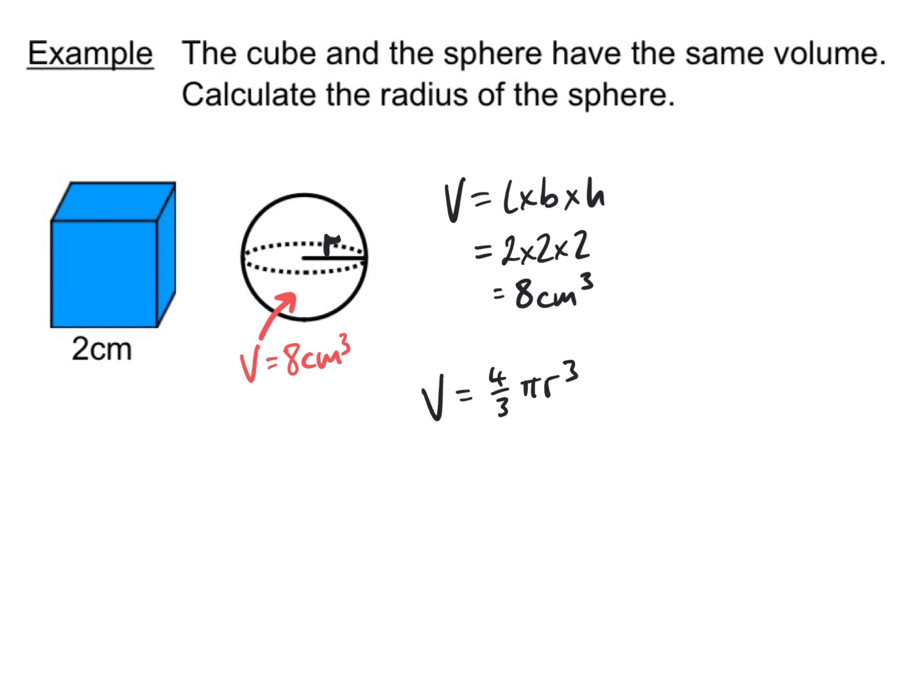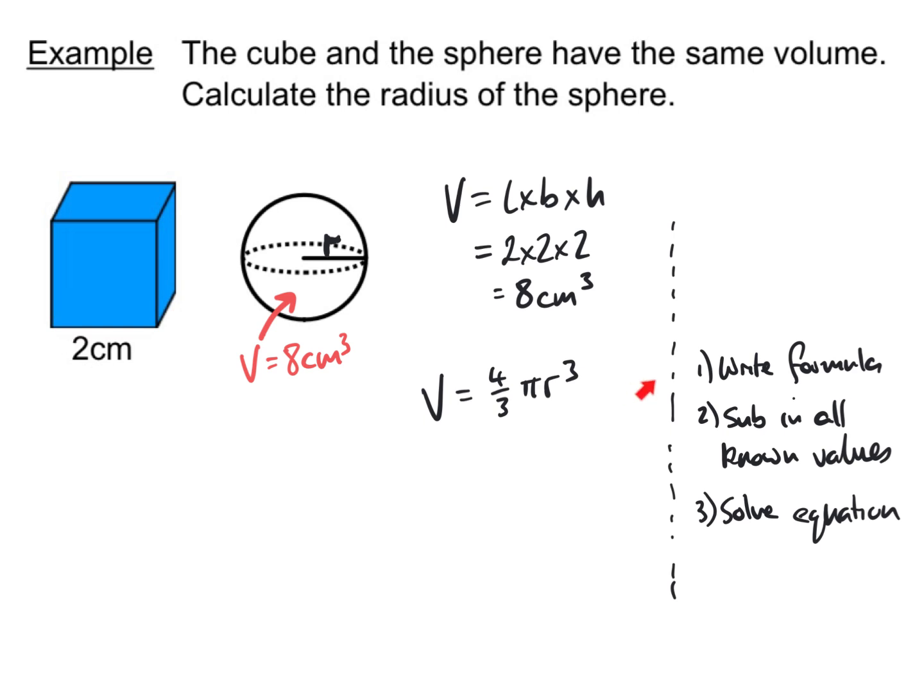And we're going to follow pretty much the same steps as the last example. So I'm going to write them down the side here. So we have: write the formula, which we've just done. Step 2 is to sub in all of the known values. Now, in this case, we have V for volume and r for radius. There are two values. We need to see if we have either of them.